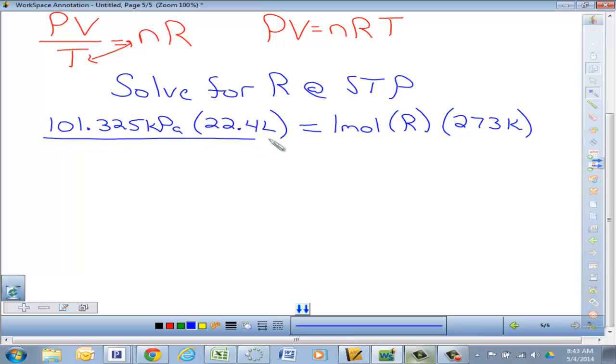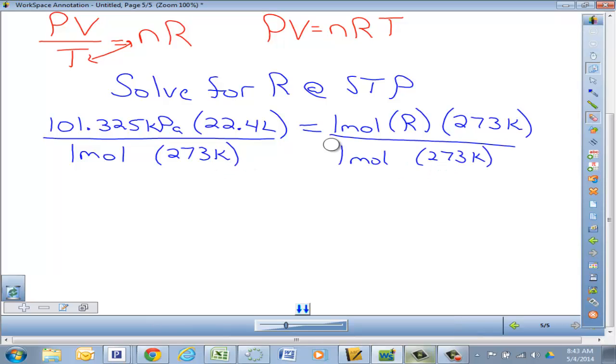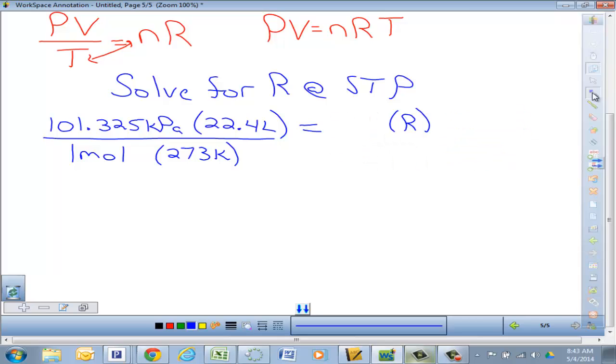So to solve for R, I'm going to divide by 1 mole and divide by 273 Kelvin, and when I do that, of course, these variables cancel out. If you take 101.325 multiplied by 22.4, divided by 273 Kelvin, what you'll end up with is 8.314. Units on this: kilopascals, liters, per mole, Kelvin.